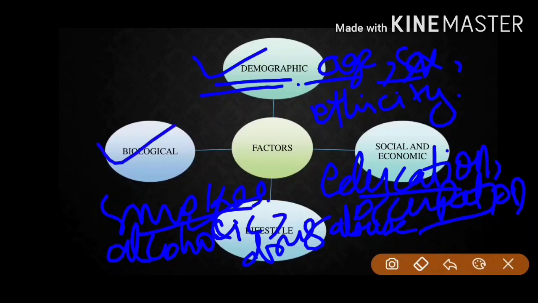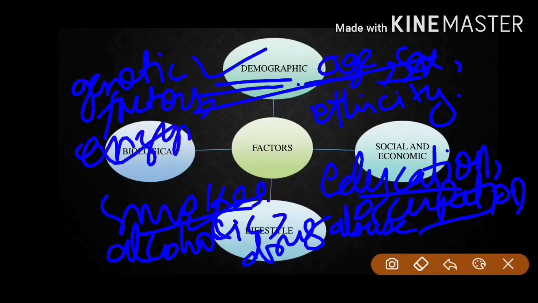Biological includes genetic factors, then blood groups, enzymes, then hormones, all those things. So all of that has an effect on the individual's health. So that is about the factors of the host.